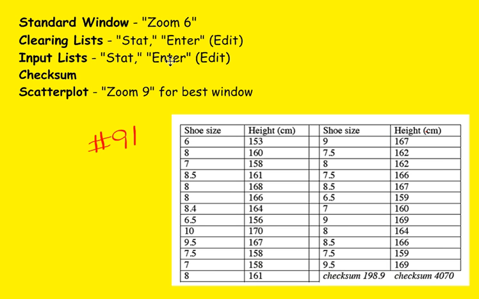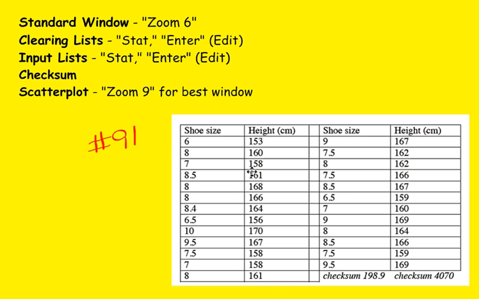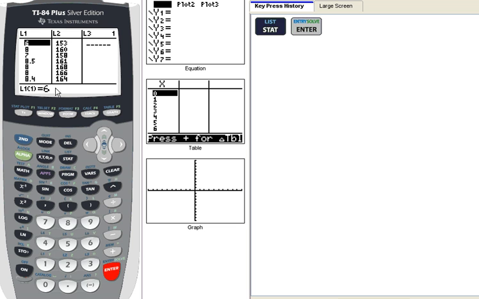Then we're going to input the lists, and then I'm going to show you how to do the checksum. All right. So I'm going to input a list here. The points I'm going to use are from number 91, the shoe size problem that we did in class. So if you want to pause the video, if you happen to have your own calculator, you might want to input all these things here, and I'll do the same. So like magic, I've got my list set up here now.